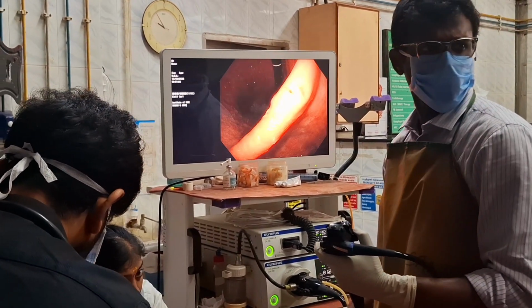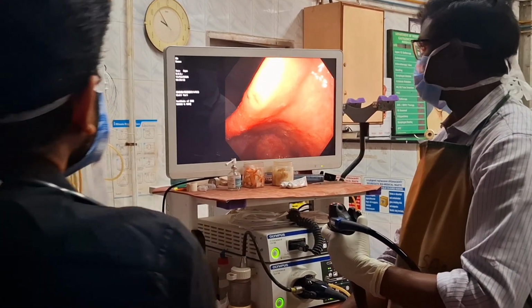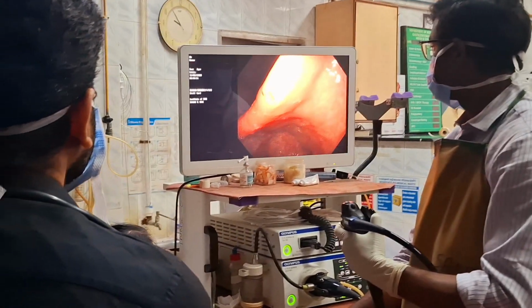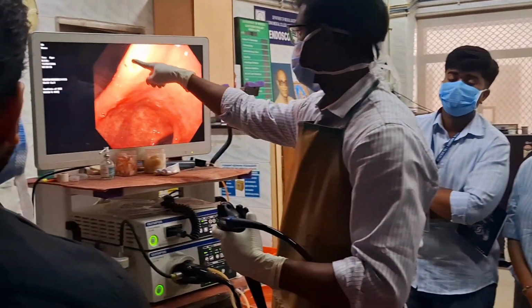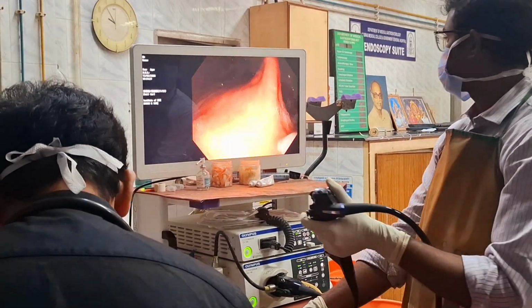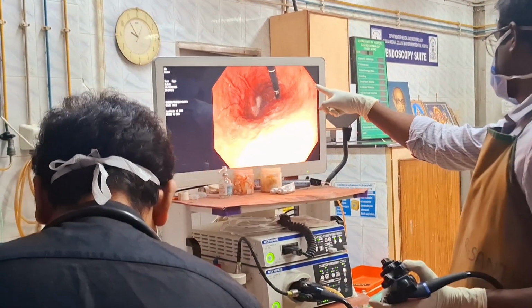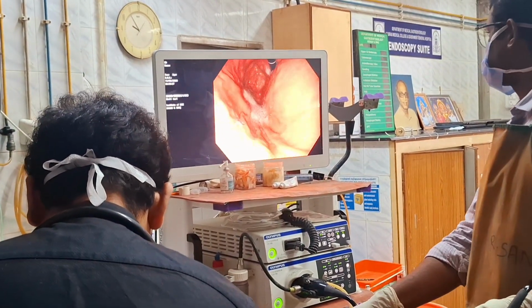Mucosal. Erosion. Erosions, I am saying. Erosion. So this is, you can see, now we are going to see the fundus of the stomach.